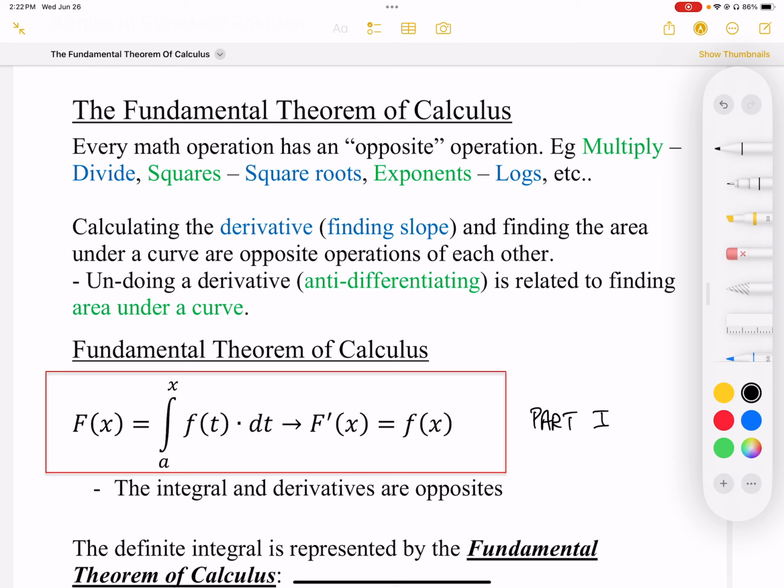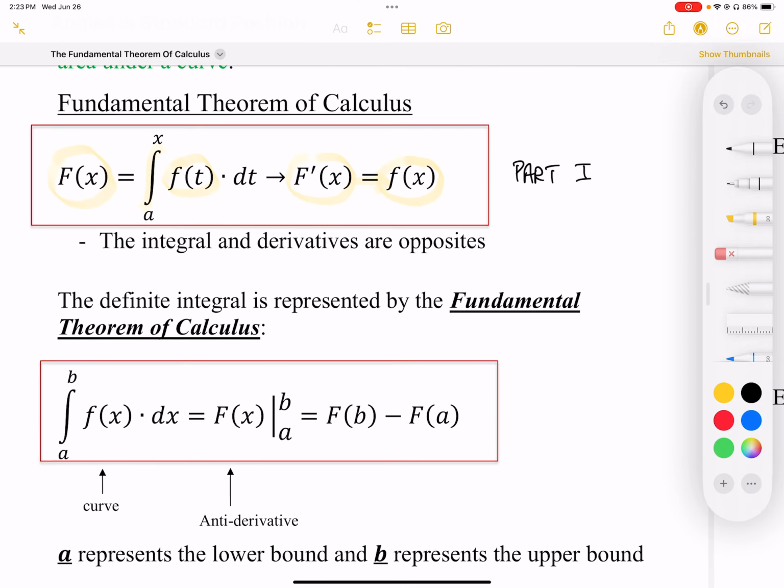Okay, so if we take a look at what it says here, we start with our f of x, we integrate it, we're going to end up with our big F. If we differentiate big F, we're going to get back to what we started with, our little f. So when we differentiate and integrate together, they will undo each other, and we will end up where we started. So the integral and derivatives are opposites.